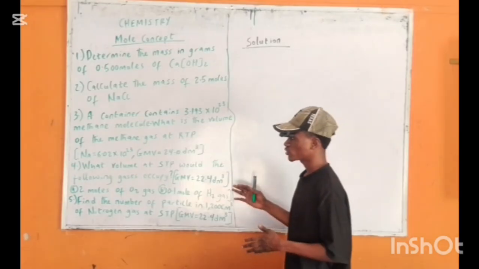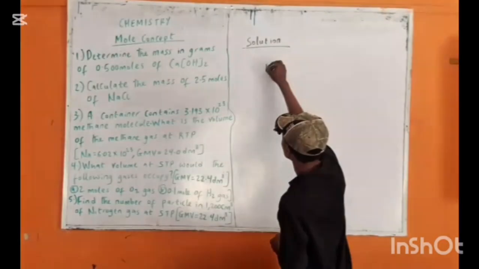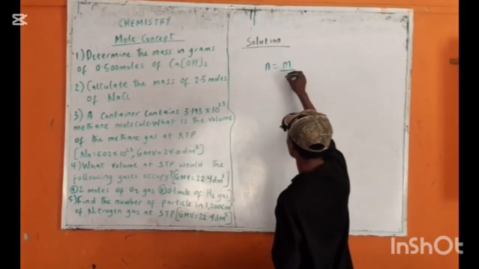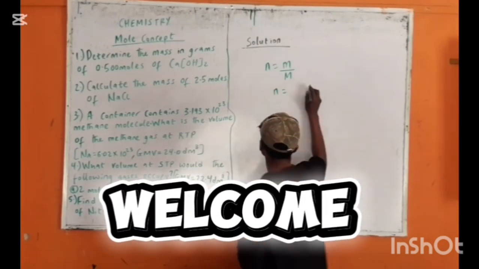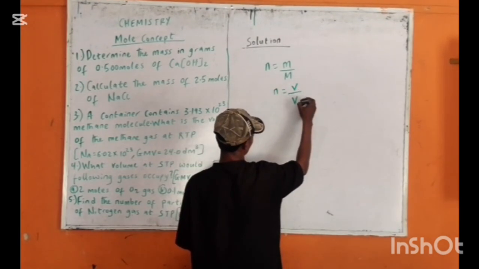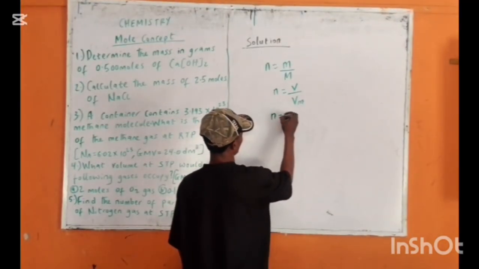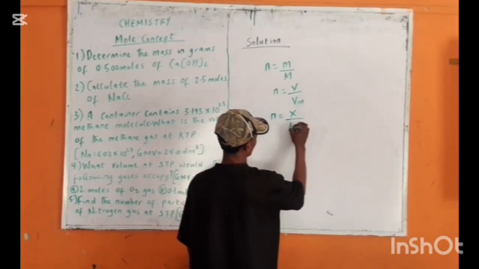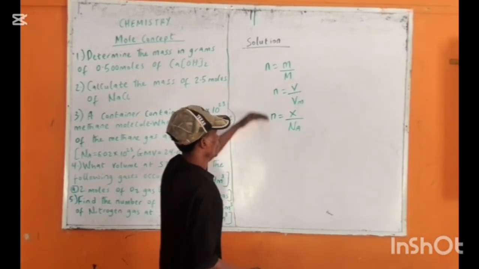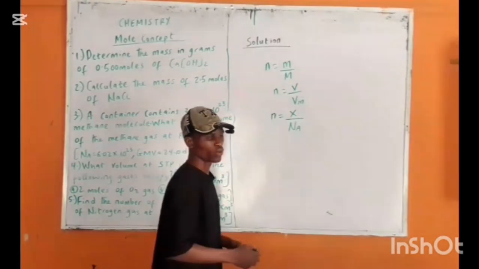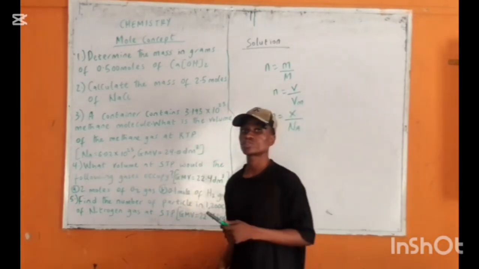Now, when it comes to questions under mole concept, we have formulas like n equals m over M. For volume, we have n equals V over Vm. When it comes to particles, we have n equals x over Na. So we have formulas like this for solving questions under mole concept, but I'll be using another method to solve the questions we're having on the board.